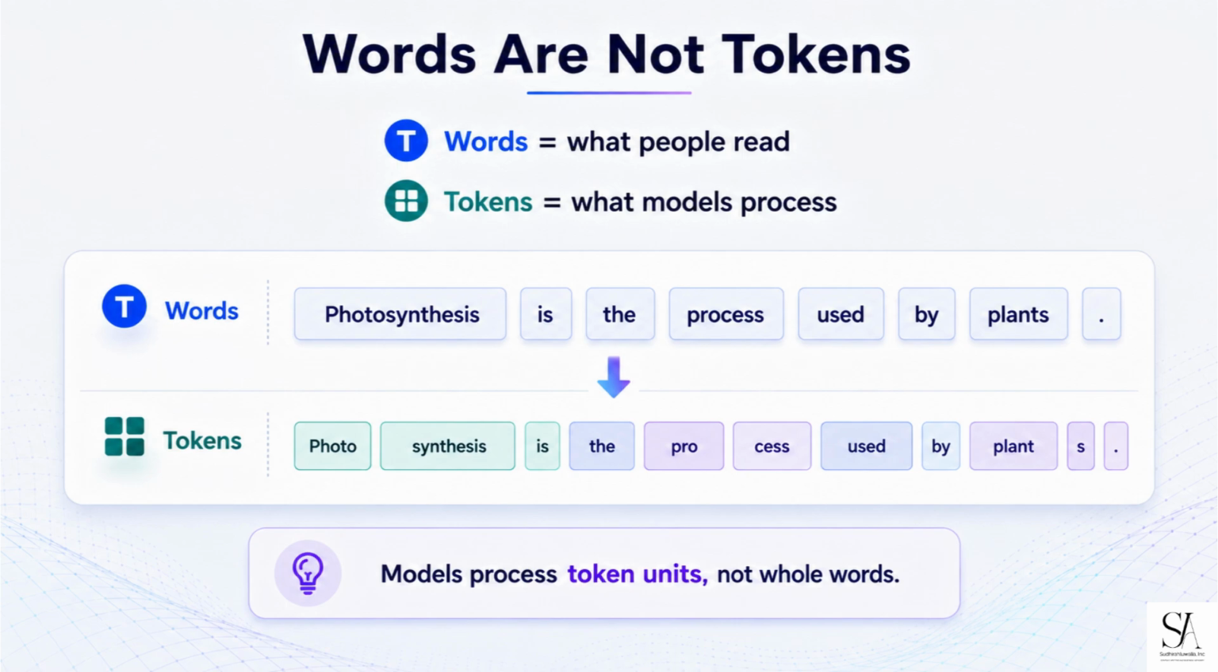The important distinction is simple. Words are what people normally read. Tokens are the units the model processes. The process can be pictured as a sequence. Human readable language is supplied to the system. The text is tokenized. Those tokens are represented numerically. The model processes those numerical representations. It generates new tokens. And those generated tokens are converted back into the language that we read on the screen.